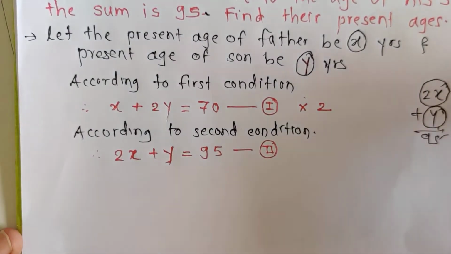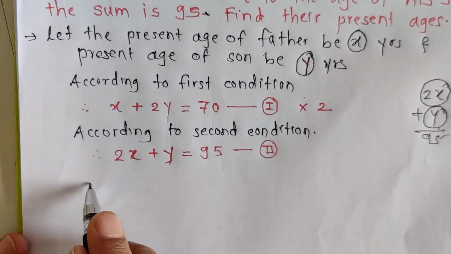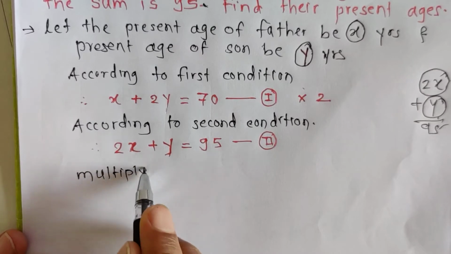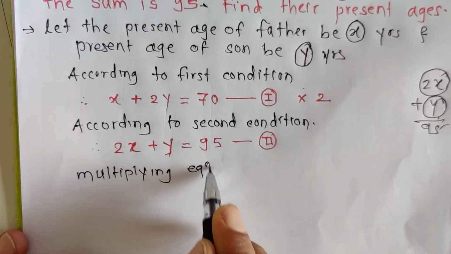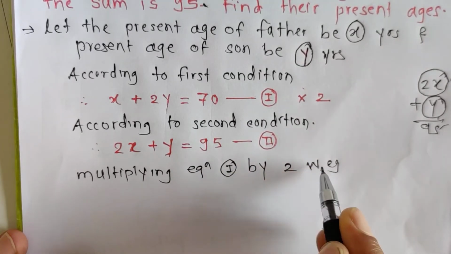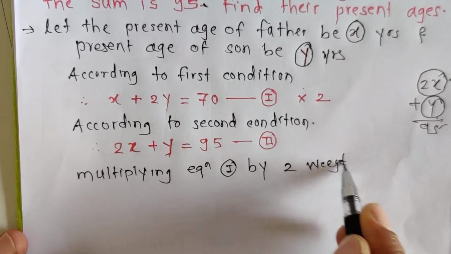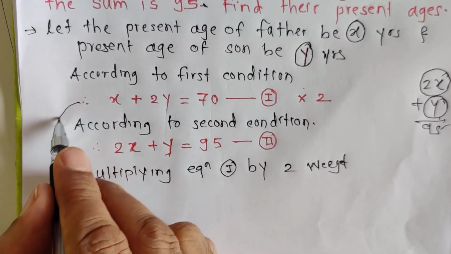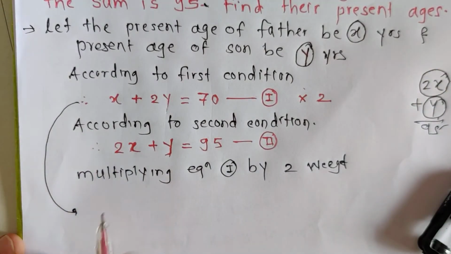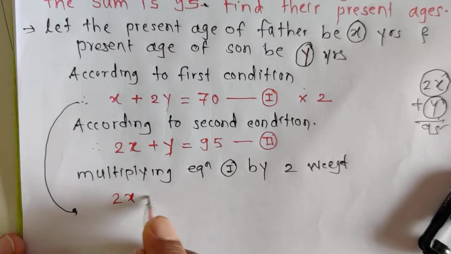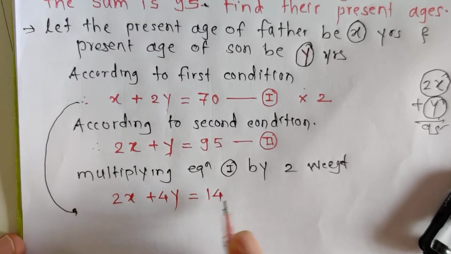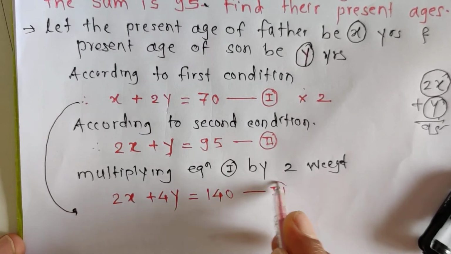So multiply equation 1 by 2. So multiplying equation 1 by 2, here it is equation 1. Now multiply by 2. So we get 2x plus 2 times 4y is 8y... plus 2 times 2y, that is 4y, is equal to 2 times 70, that is 140. This is equation number 3.